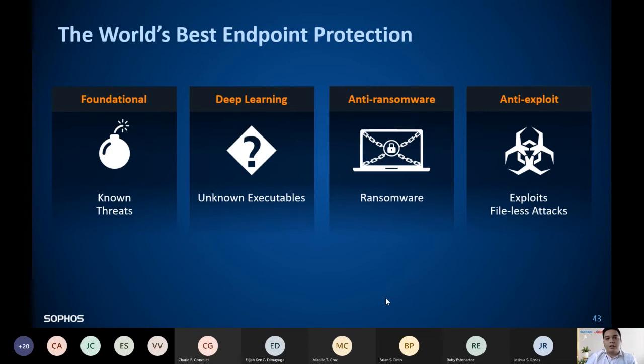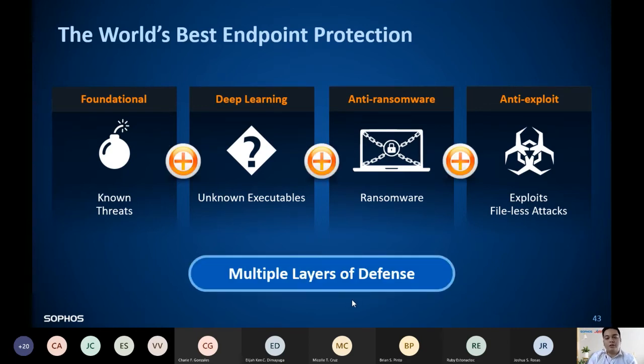So we have what we call the anti-exploit engine that looks into exploits or fileless attacks so that we could be protected against the techniques, tactics, and procedures of the bad actors. So all of these are our multiple layers of defense that you can expect in our Intercept X Advanced. Now let's go further with the other three layers of defense a bit further. Let's have an overview of those three more. Again, before I proceed, I would just want to reiterate that all of these technologies are inside just one Intercept X Advanced license.